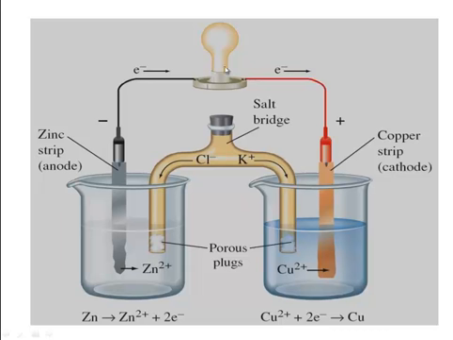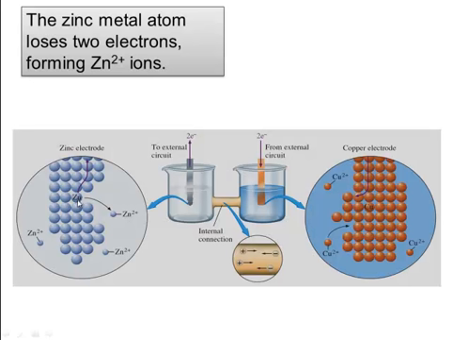If we place a small bulb in the circuit, then due to the flow of current, the bulb is going to glow. So I'll repeat once more. At the zinc electrode, the zinc atoms from the rod pass off into the solution as zinc ions, leaving behind 2 electrons on the rod.